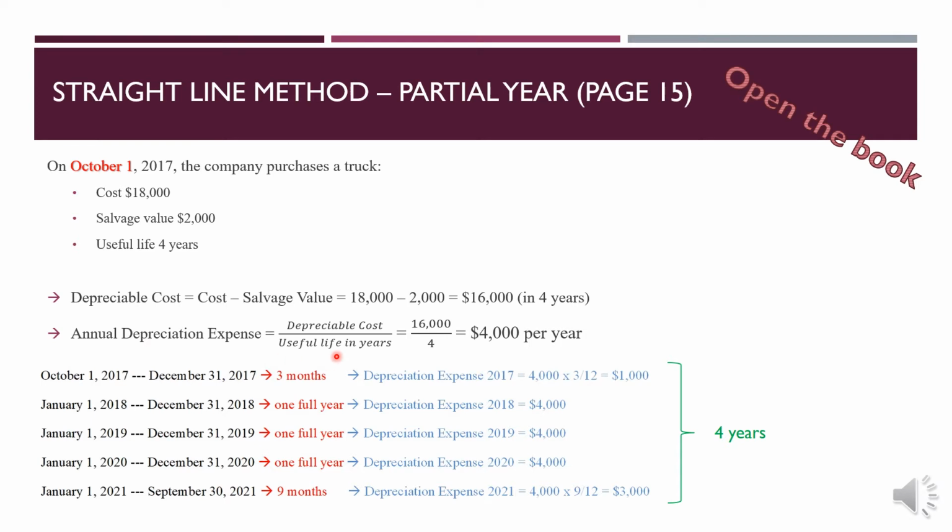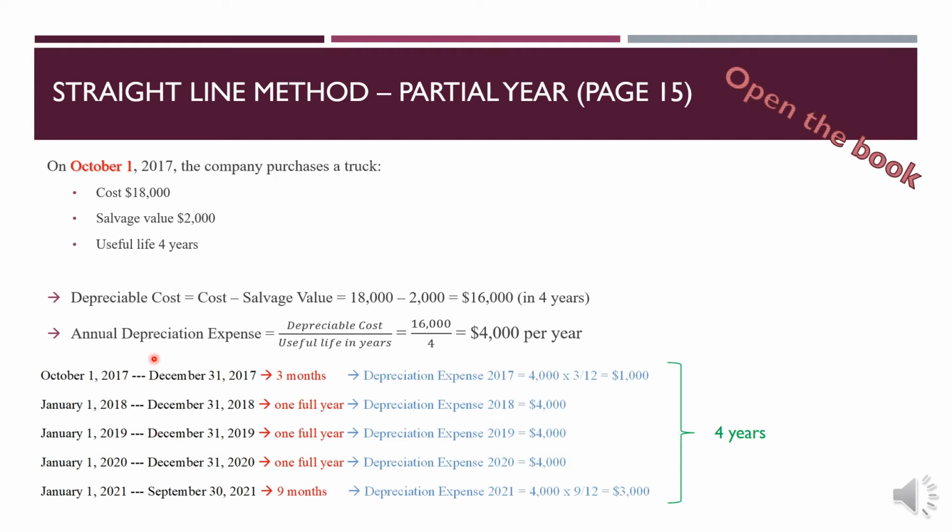But we need to pay attention that in 2017, we did not use the truck for 1 year, which is the annual. So actually the depreciation expense for 2017 is not $4,000, but it is the $4,000 times the number of months that we use, and that is October, November, and December. So we have $4,000 times 3 months used over 12. So we can say that in 2017 the truck was depreciated by $1,000.